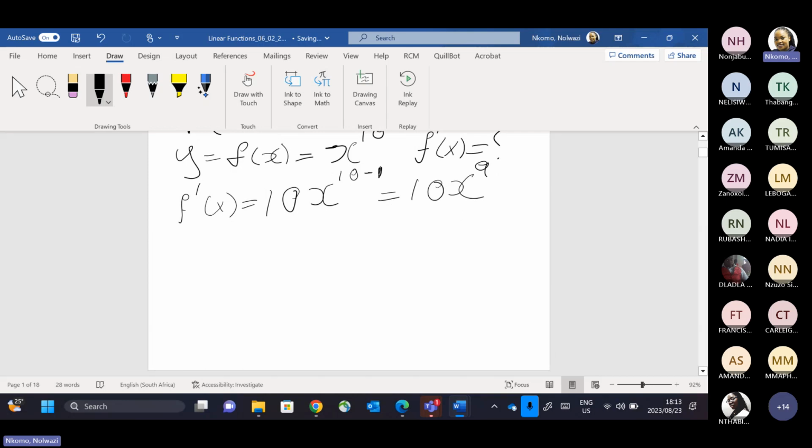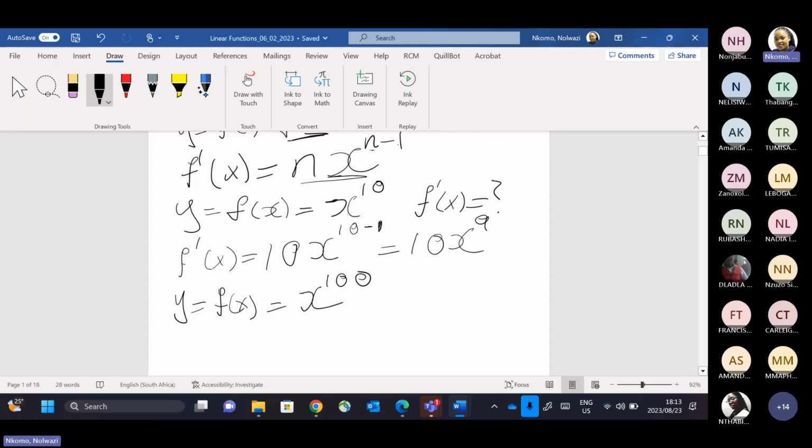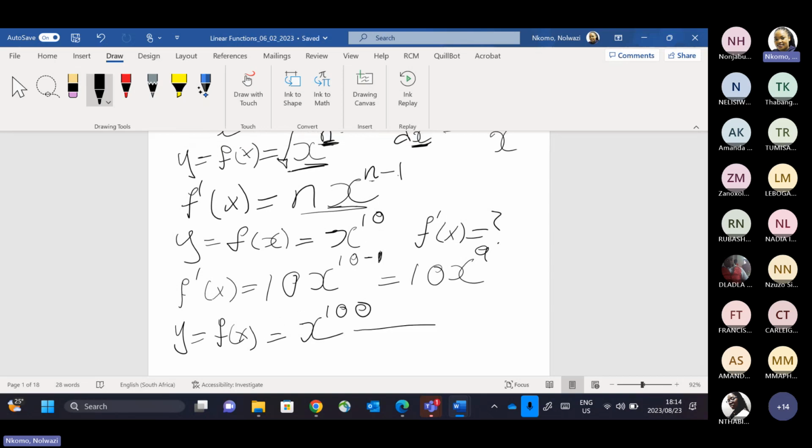Let's say again, you are given y equals f of x equals x to the power 100. Okay. Again, we compare this function to that one.